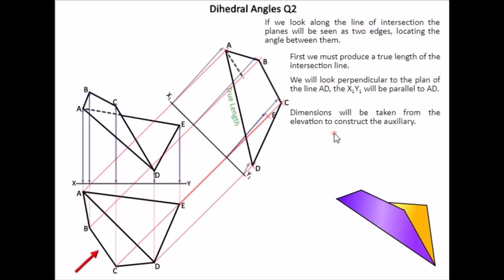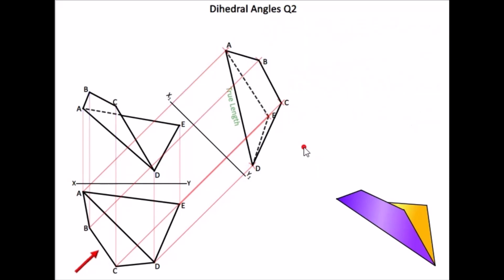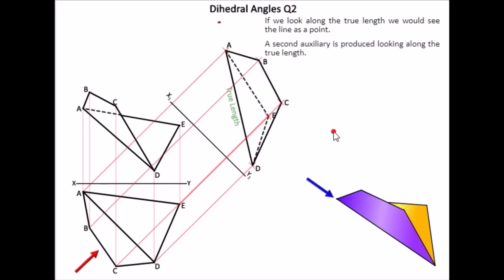So we've each of the points drawn in here, and in this case, instead of having two triangles, we have one triangle, and then we have a four-sided shape as well. So once we have our true length found, we look along our true length. So what we're doing here is this blue arrow shows the edge we're going to look down along. This red arrow shows it from the auxiliary which direction we need to set up the second auxiliary in.